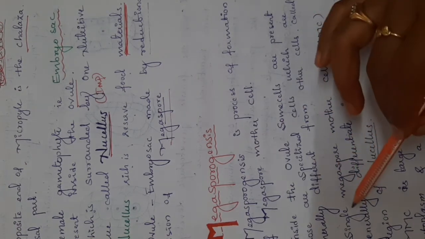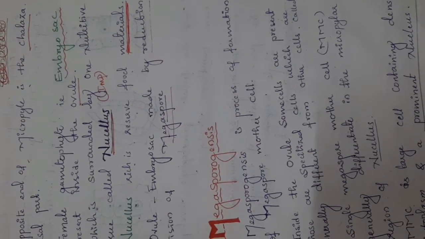A single megaspore mother cell, or MMC, generally differentiates in the micropylar region. The megaspore mother cell present inside the ovule differentiates at the micropylar end of the nucellus. The tissue surrounding it is the nucellus, which provides nutrition to the embryo sac or female gametophyte. I will explain with a diagram.